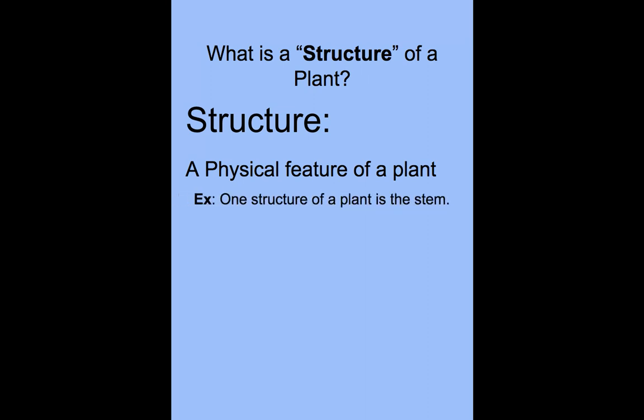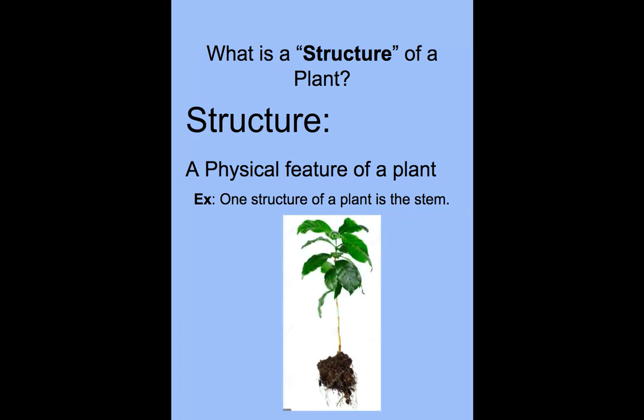A structure is a physical feature of a plant. An example of a structure would be the stem of a plant. So, the stem is a part of the plant. And there it is. All plants have a stem. Sometimes they're tall, sometimes they're short. If you look at a tree, the stem is the actual trunk. That's one of the structures of a tree.